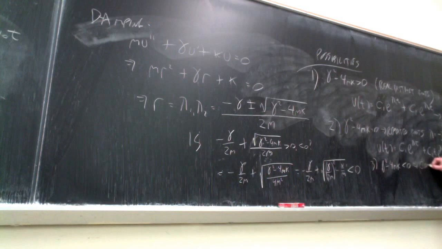And then finally, if the discriminant is negative, then we get complex roots. And our solution has this form. We have an exponential with minus gamma over 2m as a coefficient times cosine of, and I'll abbreviate, mu t, times c1, plus another constant, same exponential, sine mu t, where mu is just the rest of the root, the imaginary part.